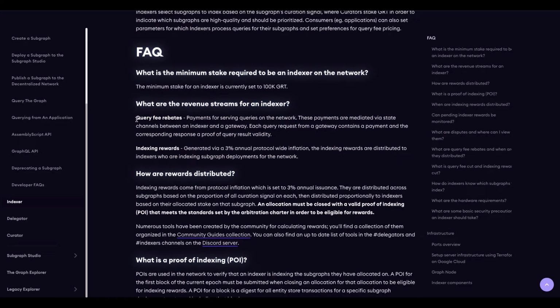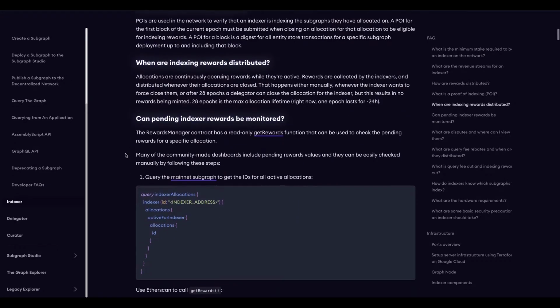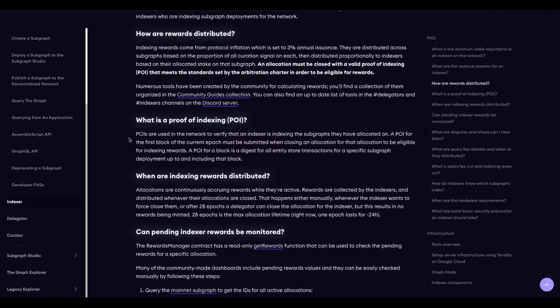So the first revenue stream is query fees, which are payments for servicing queries on the network. These are mediated through state channels between the indexer and the gateway. And then there's indexing rewards. These are distributed to indexers who are indexing subgraph deployments for the network. They also have proofs of indexing, which are used in the network to verify that the indexer is indexing the subgraphs they have allocated on.